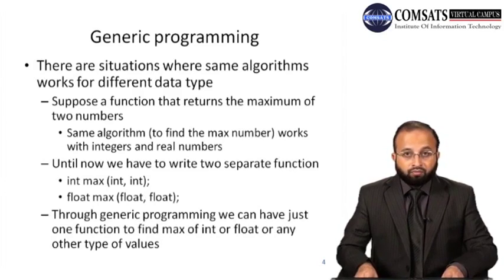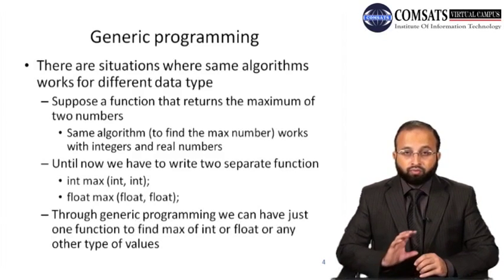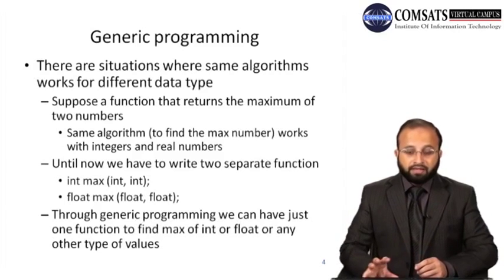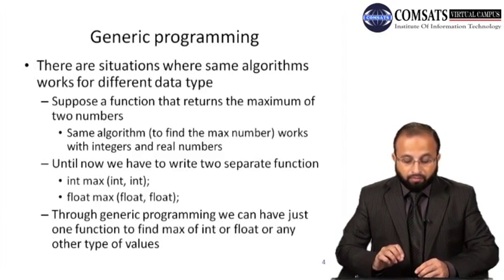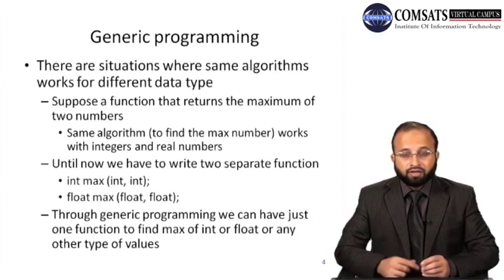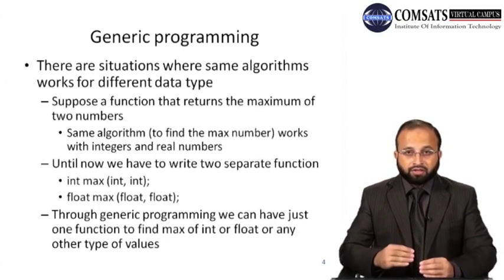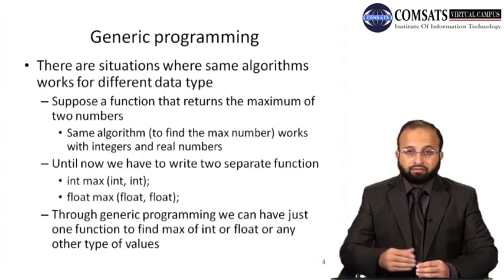So through generic programming, what generic programming provides us is that we can have just one definition of the max function, and that should work for any of the given types. So it can work for int, for float, for double, for long and for character. That can be done using generic programming. That is, we have a single definition instead of 5 definitions, and that definition works with any of these 5 types.